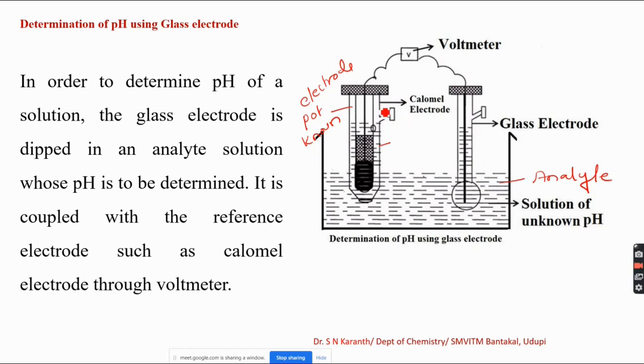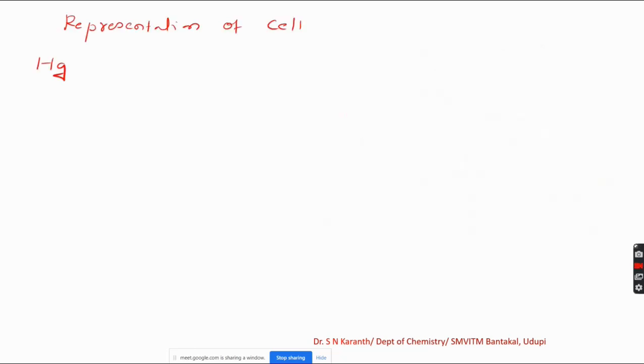Representation here. By sign convention, the calomel electrode is taken on the left side and the glass electrode on the right side, taken as anode by convention. Only then can you get the positive EMF. That's why I put the calomel electrode on the left side. So the left side electrode should be read first.